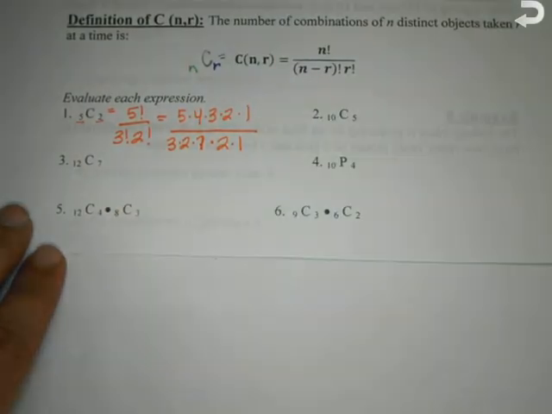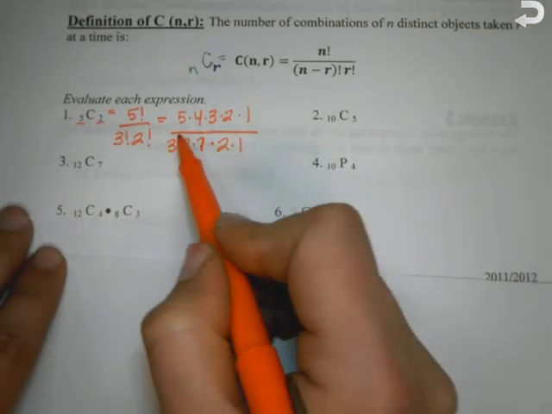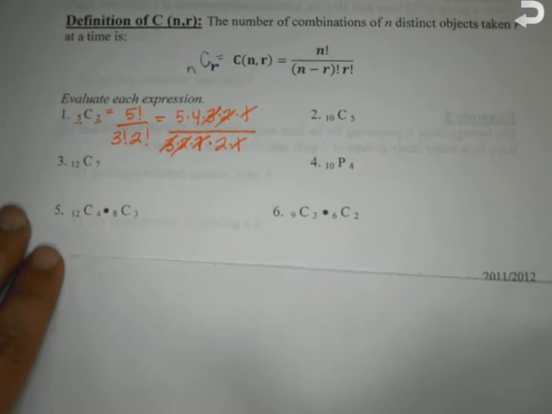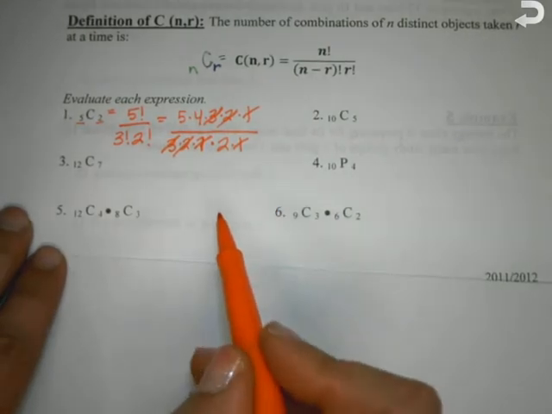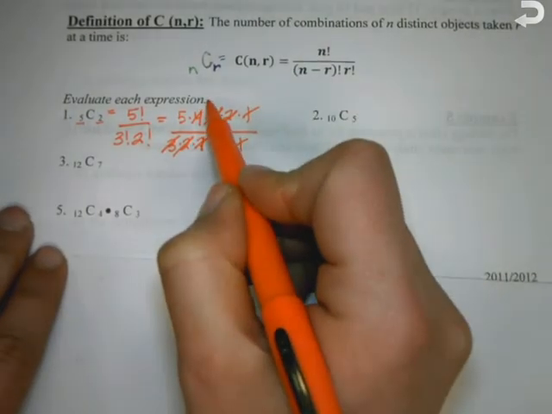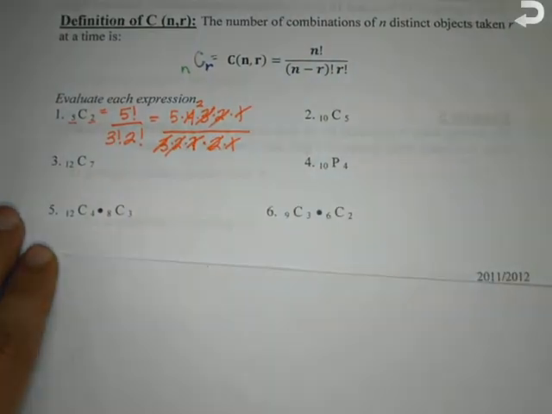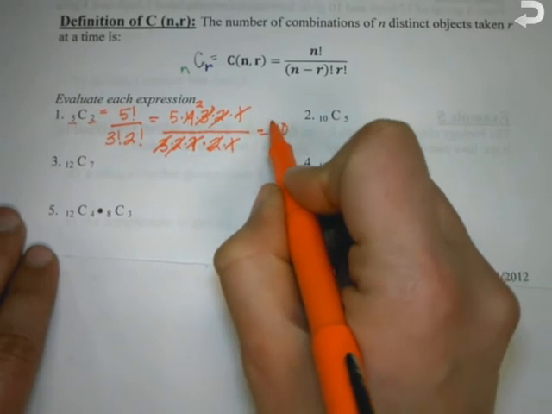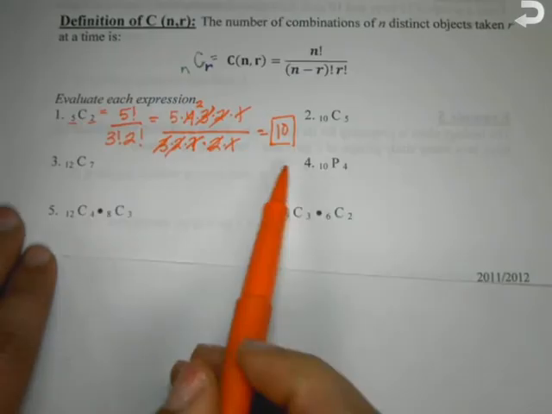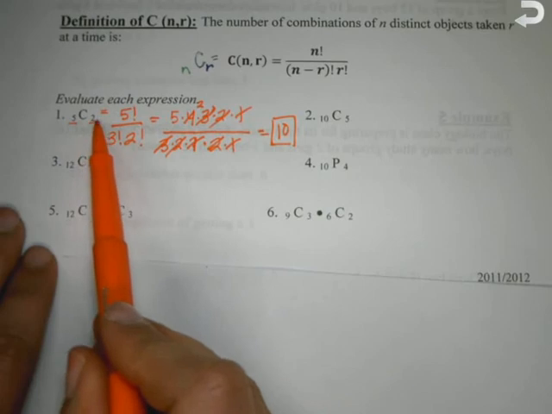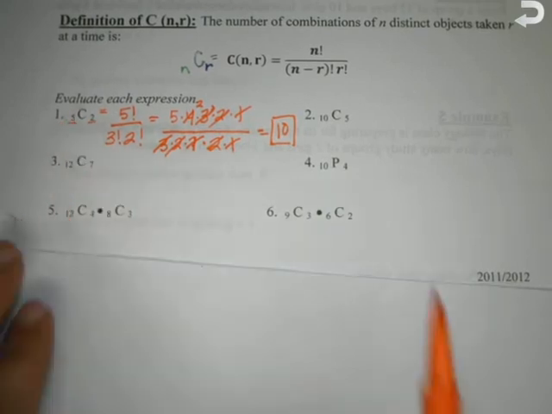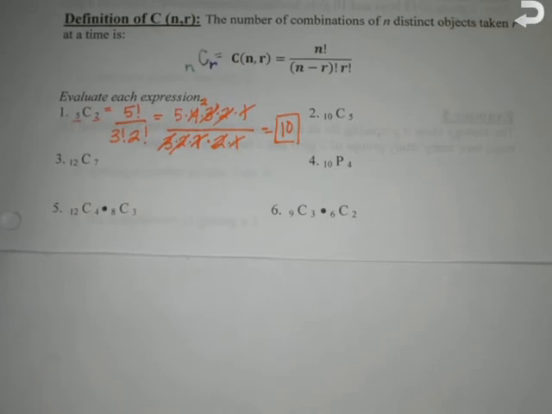What cancels here? 3, 2, all the 1's cancel, right? Okay, anything else that at least reduces? 2 goes into 4 how many times? Twice. So I'm left with 5 times 2, which is 10. And that's the answer. There's 10 different ways that I can make groups of 2 from 5 choices. That's all this is saying. So I have 10 choices, and I'm picking them in groups of 5. So how many combinations do I have?